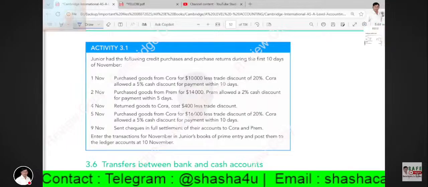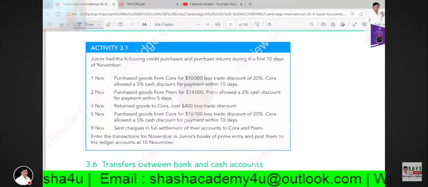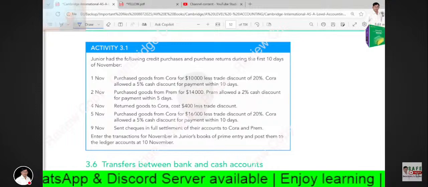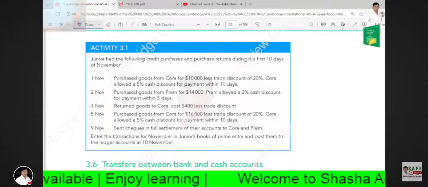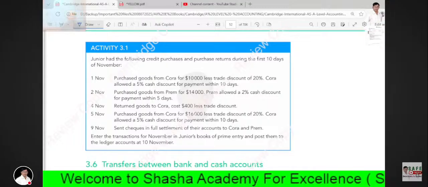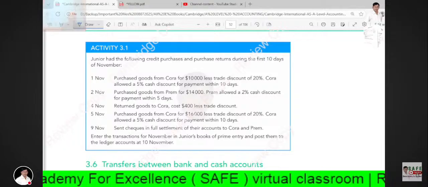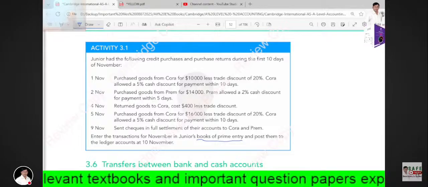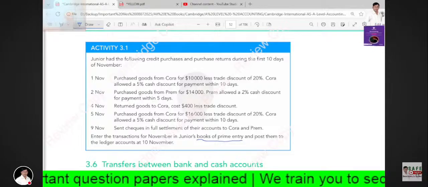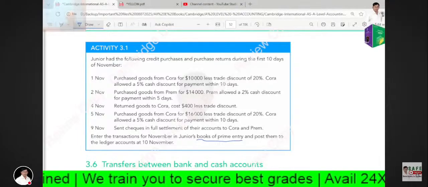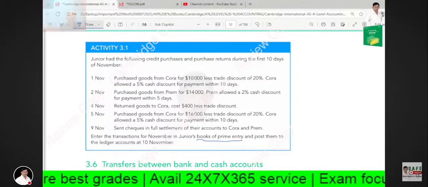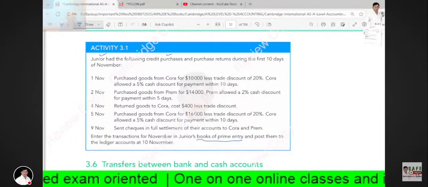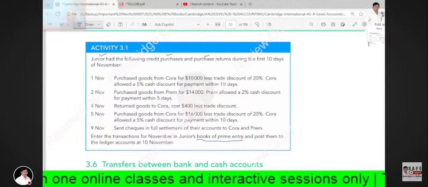This is activity 3.1 from subsidiary books, the books of prime entry. Subsidiary books are known as books of prime entry. Junior, the name of the trader, had the following credit purchases and purchase returns during the first 10 days of November.